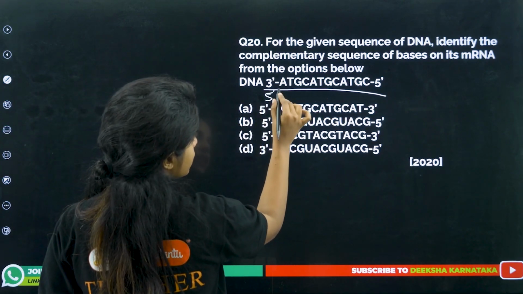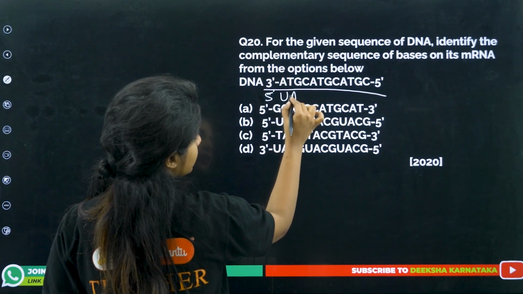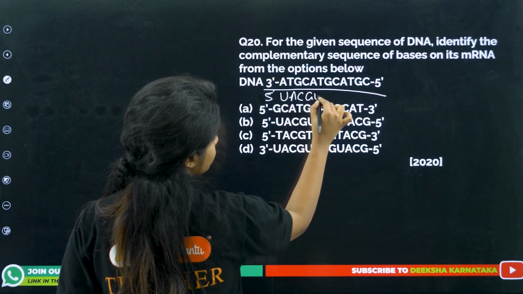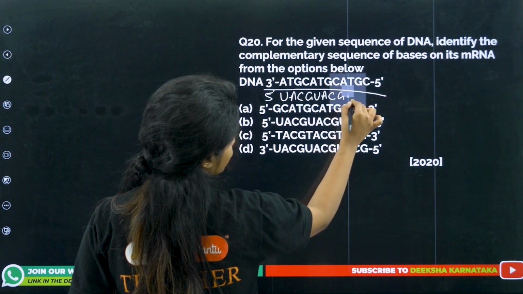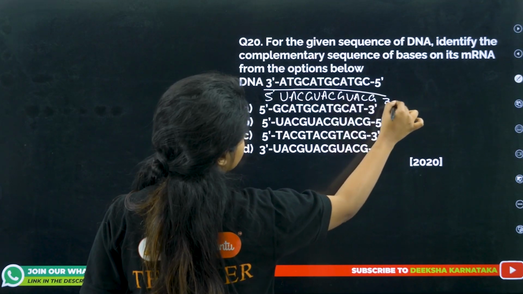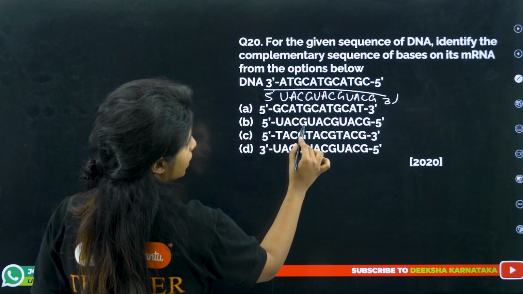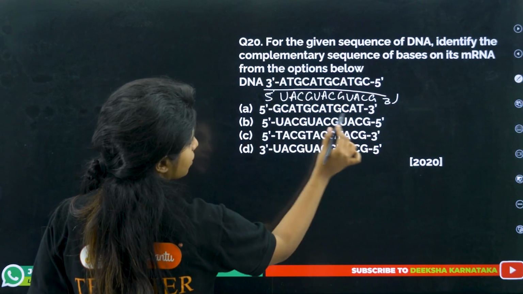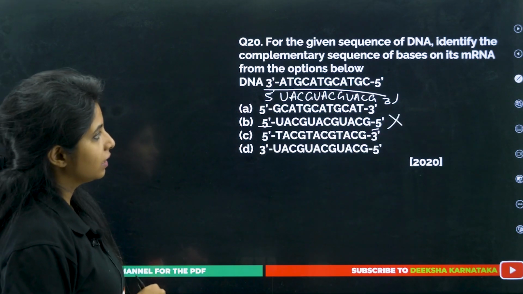So, this has to be 5'. A is here, so it will be U here. T is there, so it will be A here. It will be C here. It will be G here. It will be U here, A here, C, G, again U, A, C, G, and this will be 3'. So 5' UACGUACGUACG. This is 5' to 5'. This becomes wrong. You get it?